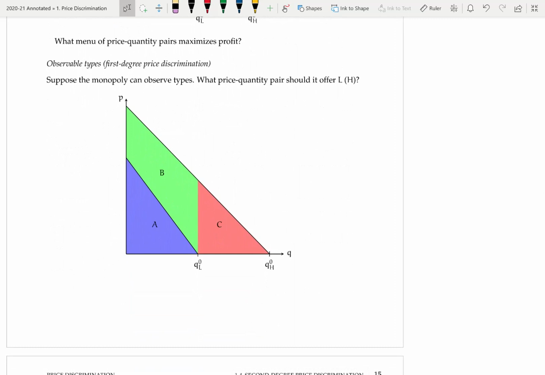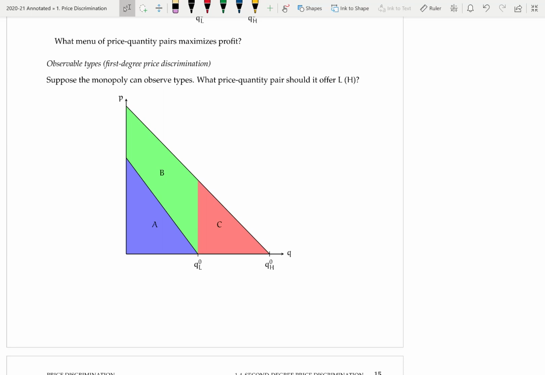So now let's think about which price quantity pairs maximize profit. So we'll start with the simple case, first degree price discrimination, and then we'll move on to second degree price discrimination. So we'll look at the case where the monopolist can distinguish between the two types. The two types are observable to the monopolist. Now let's think about what should the monopolist do in this case.